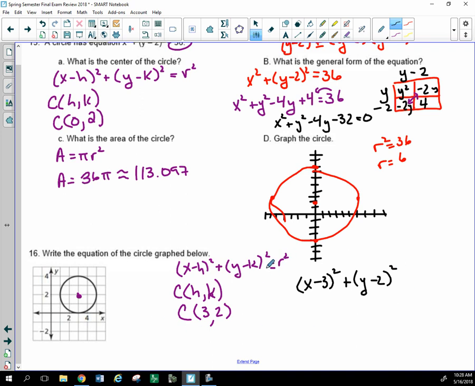And then my radius squared, well, my radius is from the center in every direction. That's 2. It's 2 up, 2 left, 2 right, 2 down. And so my radius in this is 2. So if I set it equal to my radius squared, it's either going to be 2 squared or 4 over here. And that is the equation of the circle that I'm looking for.